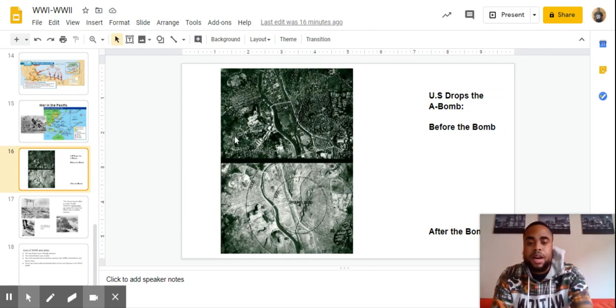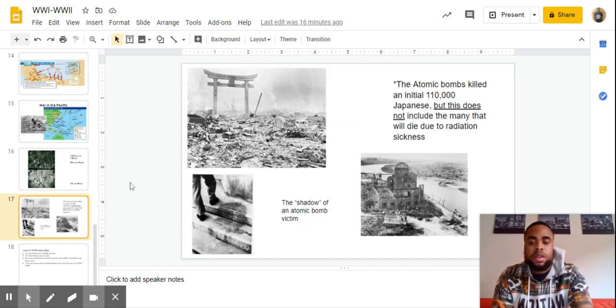So after we drop the bomb, this is an image. These are images to show what the cities looked like before and what happened after the bomb was dropped. Here's more images about just the effects and impact of the bomb. The first time a nuclear weapon was ever used in history.